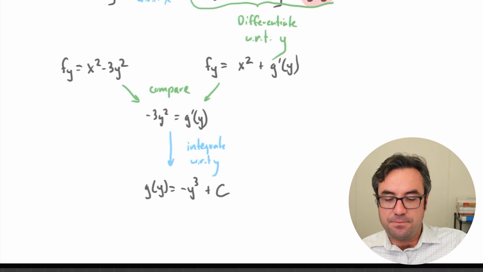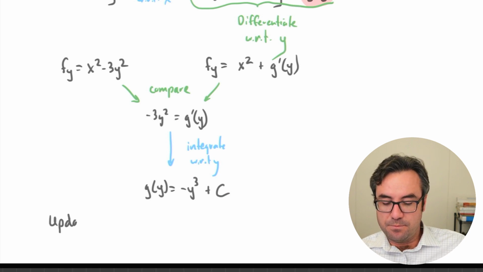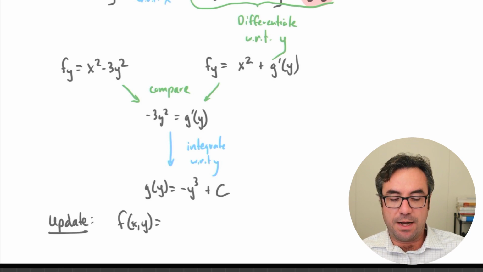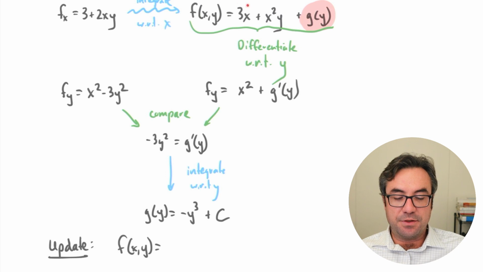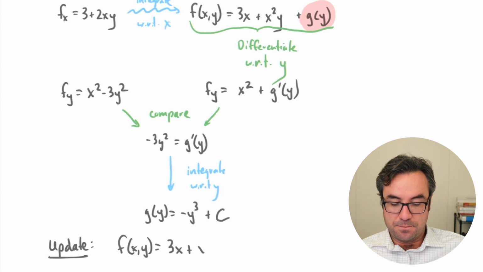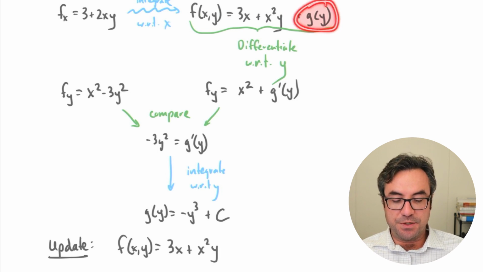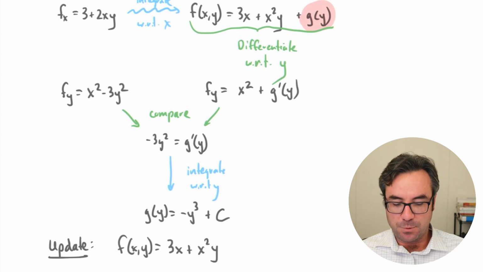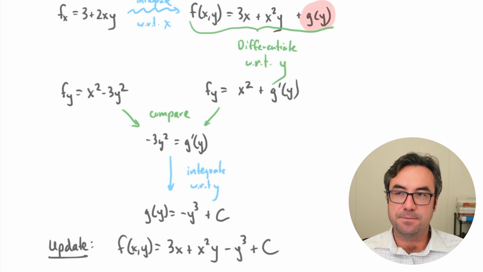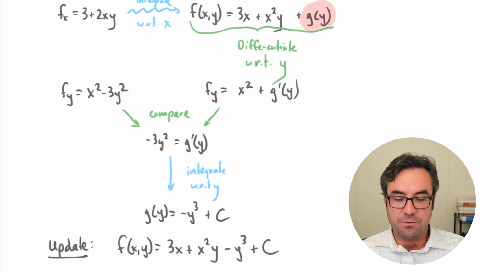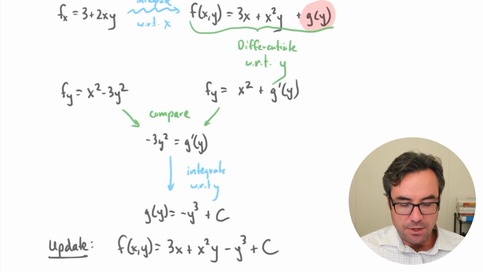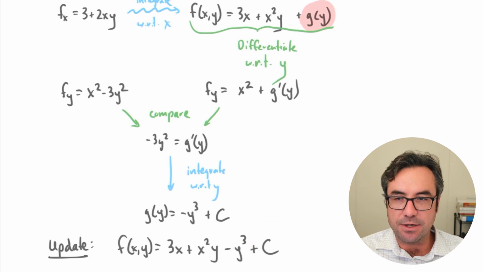And so then we just update. Our scalar function f of x, y is 3x plus x squared y, and then we also found what this function g of y was. We just figured it out. It was negative y cubed plus c. You want to think of this potential function as kind of like an antiderivative. And so normally with antiderivatives, we have a plus c at the end, same kind of deal here.